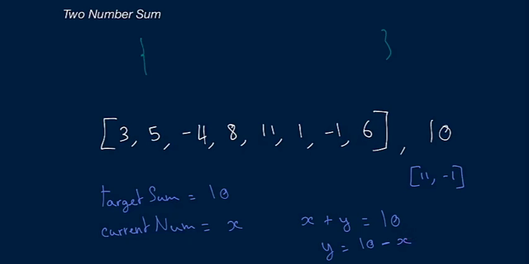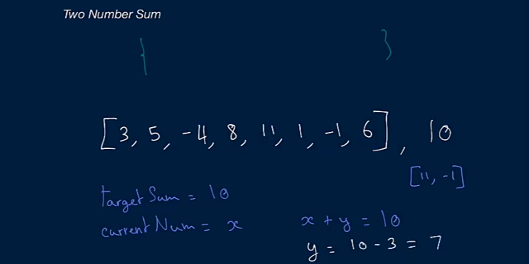So here, let's see how this is going to look. We start at the number 3, and we say, okay, y is going to be equal to, let's write it in white, y is going to be equal to 10 minus 3.